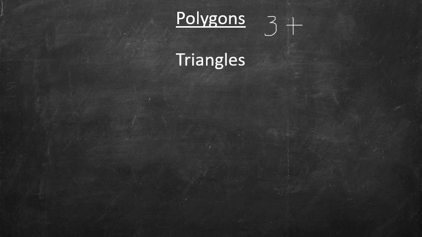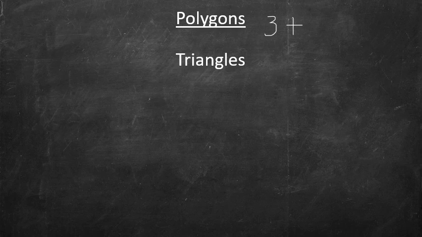All right, so today we're going to talk about classifying shapes. The particular type of shapes we're going to talk about are called polygons. Polygons are shapes that have three or more sides. Okay, three or more sides. So the first one we're going to talk about are called triangles. Triangles have at least three sides.